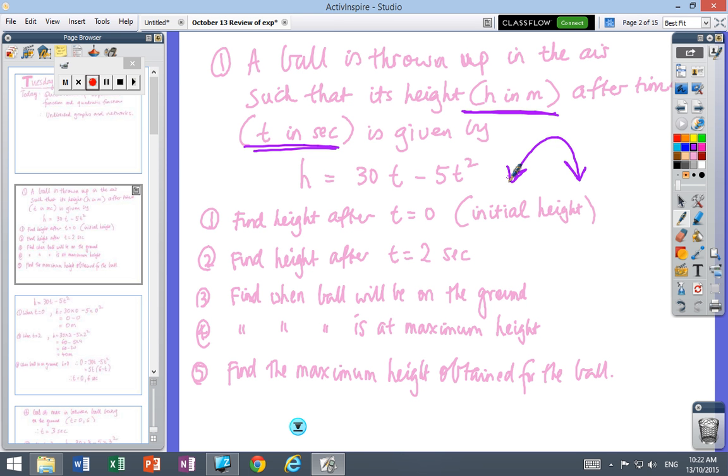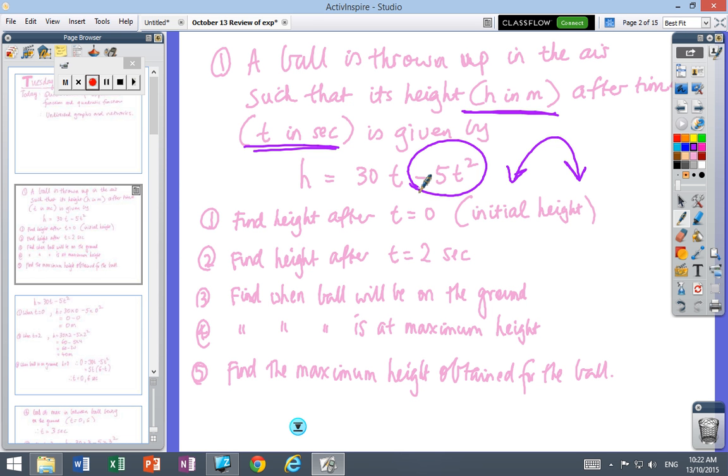Yep. Because the squared term is a minus, which means it must be an upside down parabola, which means it's going to start from somewhere, go up to a high point, and then come back to some other point. So in this particular question, there are 5 parts.